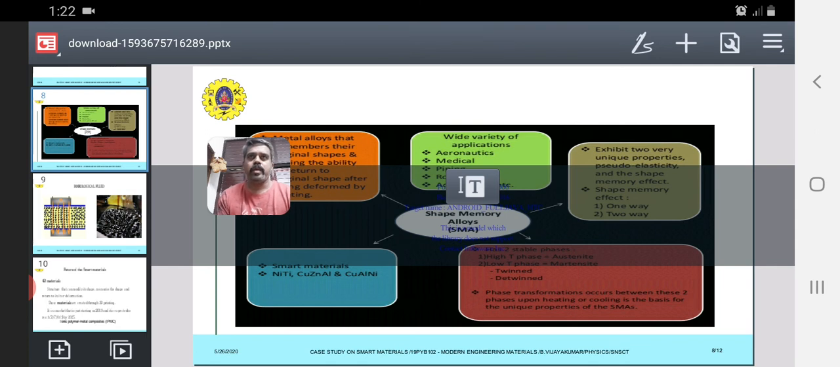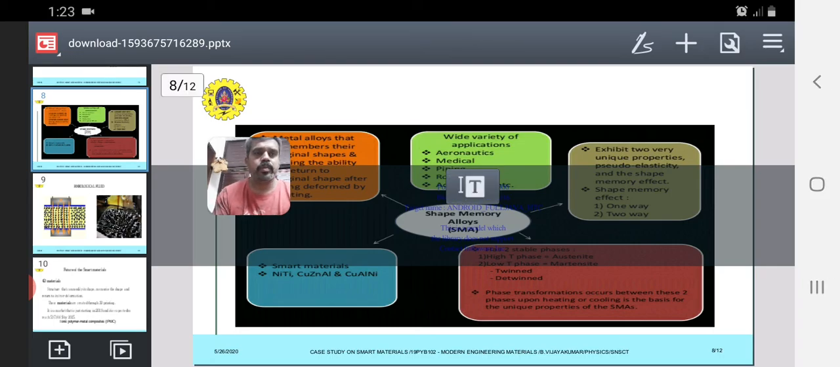So this word we already discussed under elasticity. This elasticity nature in the form of a rigid material is what we call a smart material. Already we discussed it in the first slide, and the same point of view we discuss here also. Shape memory alloys exhibit two very unique properties: pseudo-elasticity, and one-way and two-way shape memory effect. It is one of the very important smart materials. Examples are NiTi alloy and copper, zinc, aluminum alloys. These are all examples of shape memory alloys.